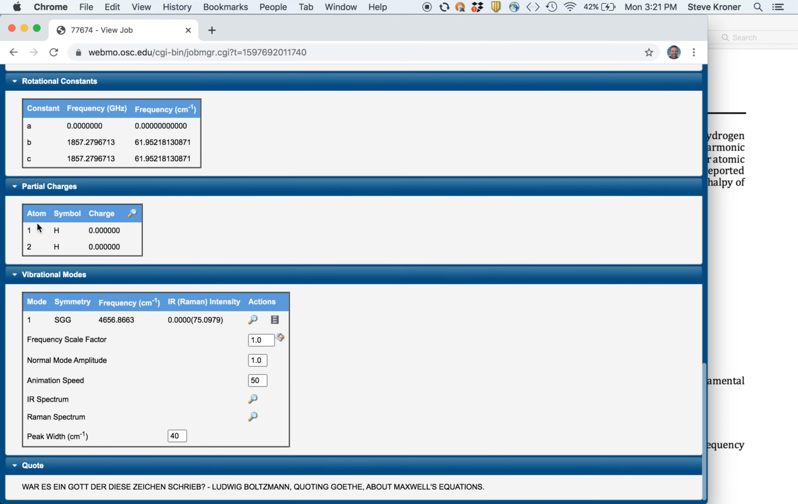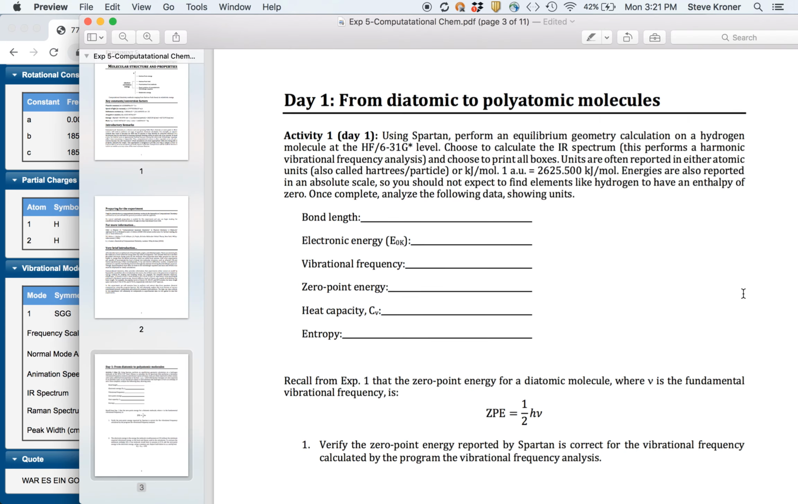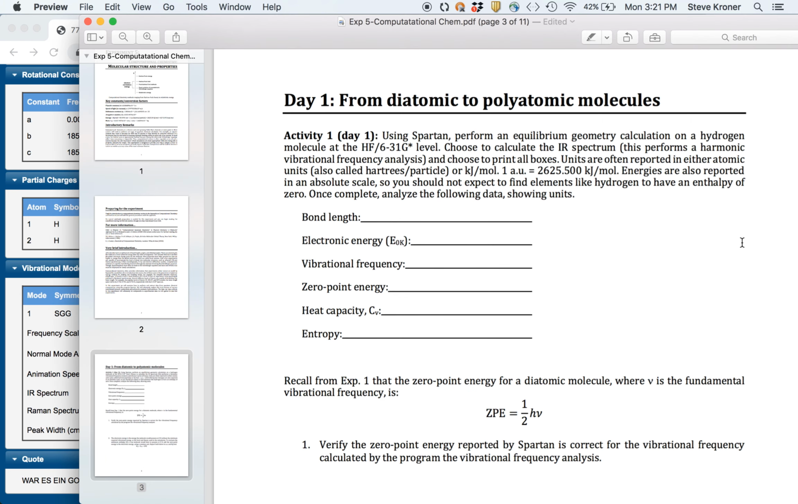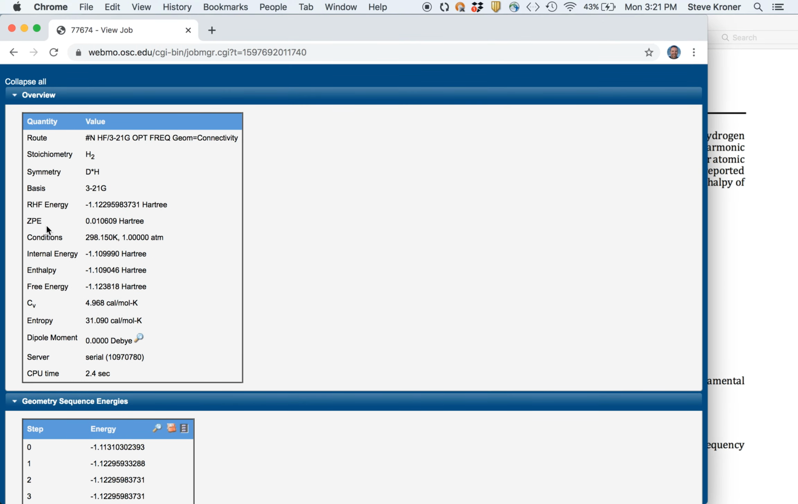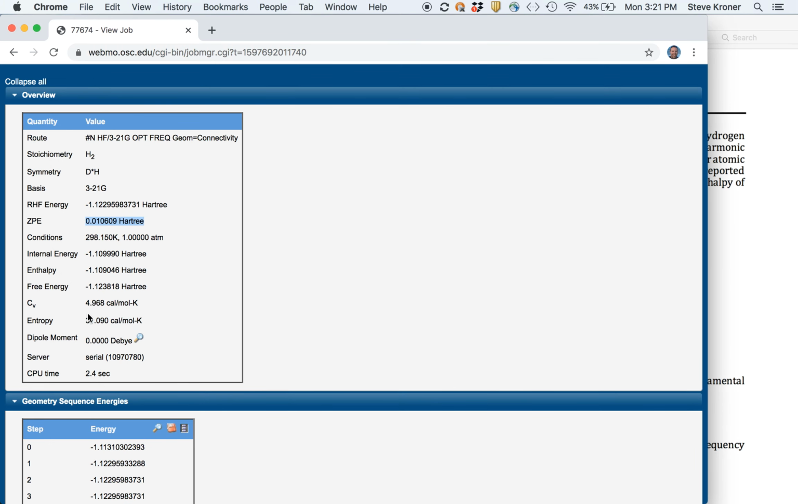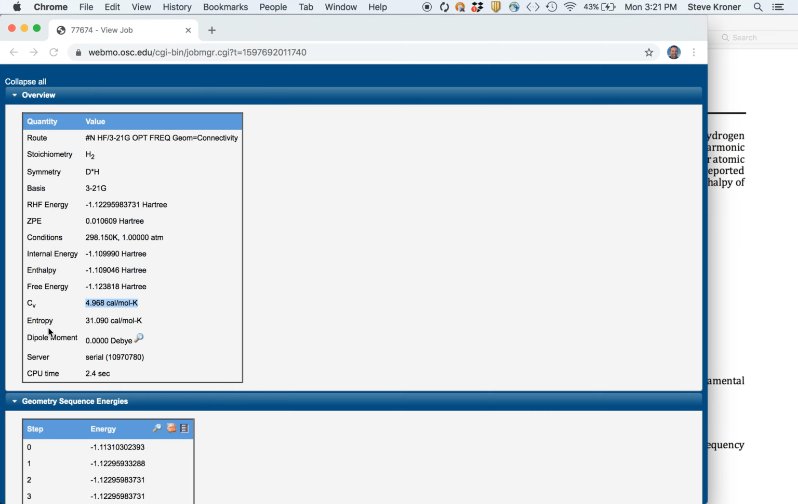Vibrational frequency is all the way towards the bottom, so the vibrational mode here, this is our frequency in wave numbers. So you may want to note the units here. Electronic energy was in Hartrees, that's atomic units. So AU is Hartrees. So like this AU here, 1 AU equals 1 Hartree. 1 Hartree equals 2625.5 kJ per mole. Okay, so then our zero point energy is up here, ZPE, also given in Hartrees. And then our heat capacity here, CV, cal per mole Kelvin, and our entropy, also in calories per mole Kelvin.